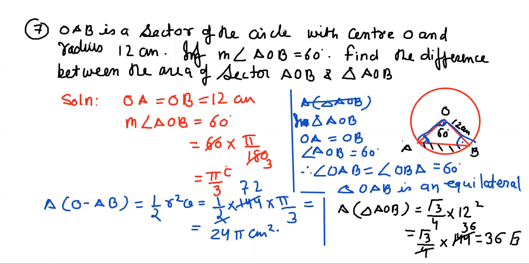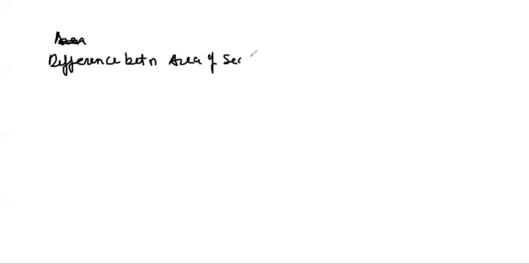I'll write down the final answer here. I have a small space here. Let me draw a box over here for the final answer. Or let me take another page. Wait, I'll take another page. Okay, see this now. The question asked: find the difference between area of sector OAB and area of triangle OAB.